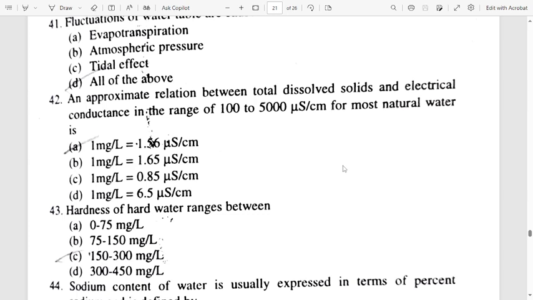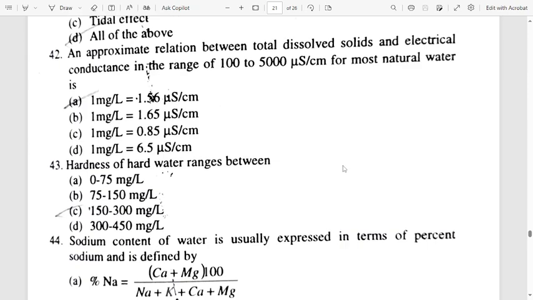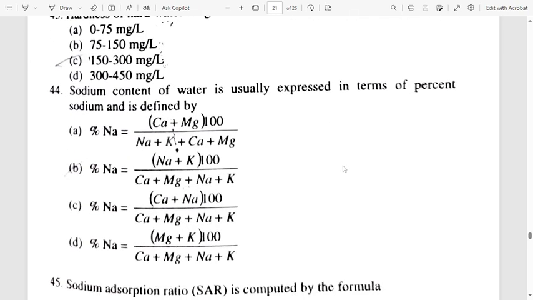An approximate relation between total dissolved solids and electrical conductance in the range of 100 to 5000 microSiemens per centimeter for most natural water is 1 mg per liter, which is 1.56 microSiemens per centimeter. Hardness of hard water ranges between 150 to 300 milligram per liter. Sodium content of water is usually expressed in terms of percent sodium and is defined by percent sodium is equal to (Na plus K) divided by (Na plus Ca plus Mg plus K) times 100.